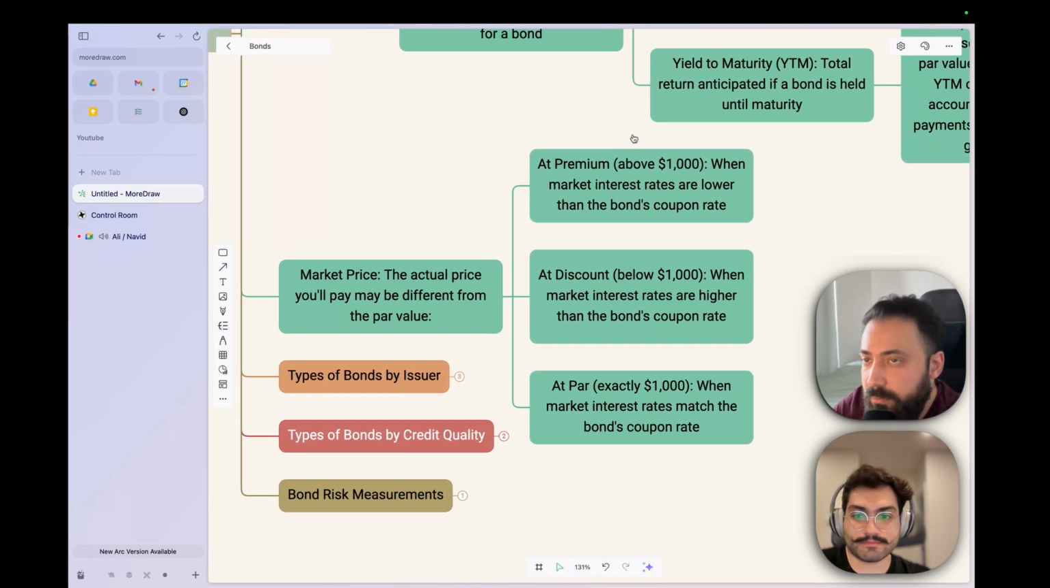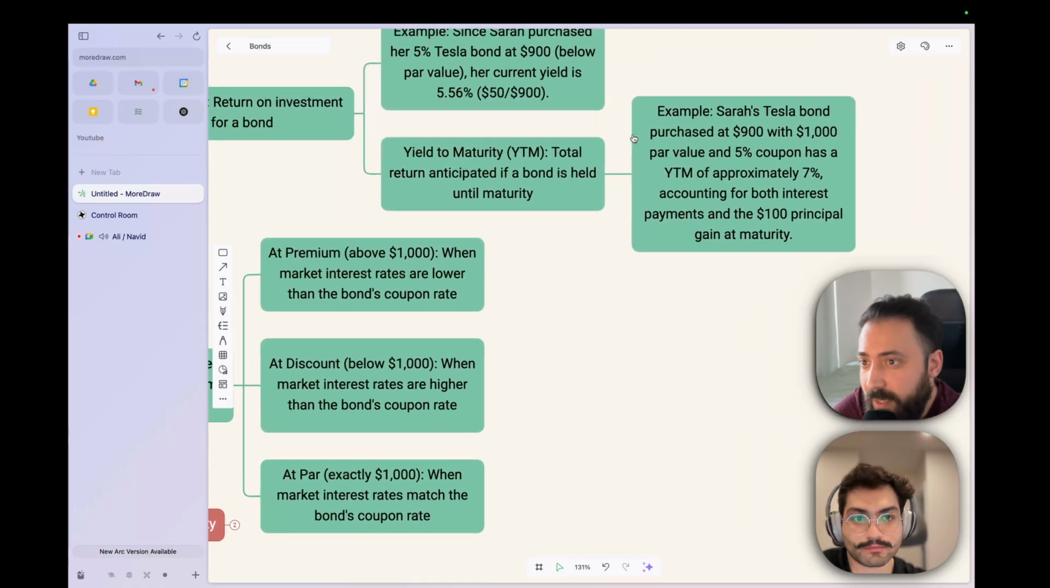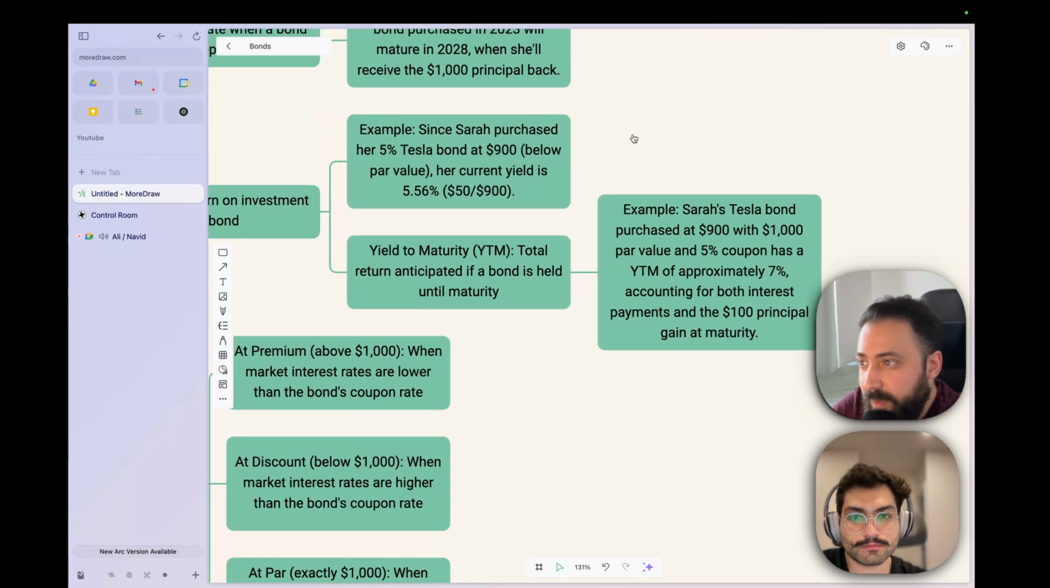Yeah, basically your investment grows more than what you expected. As you can see in the example, if you can scroll up a little bit, Sarah purchased at 900, and then the actual price, let's say if it was at a premium rate, was about 1,000. So basically, she got more money from her investment, right?